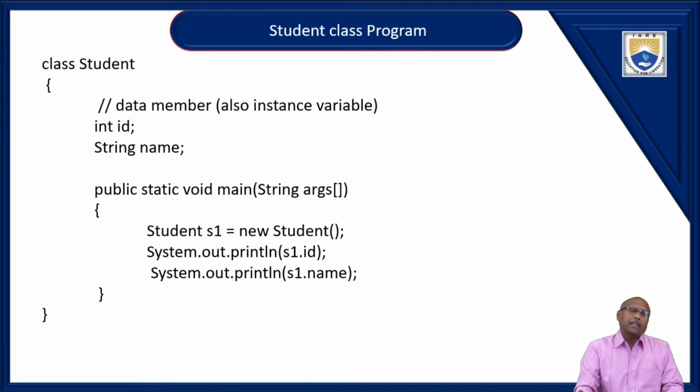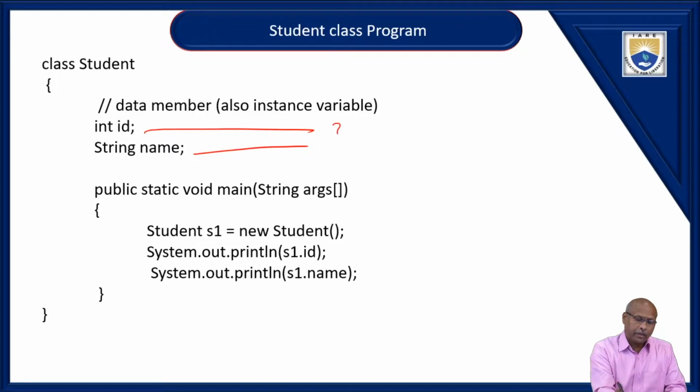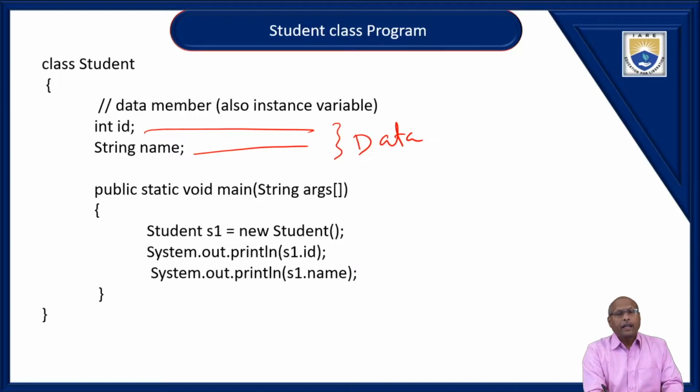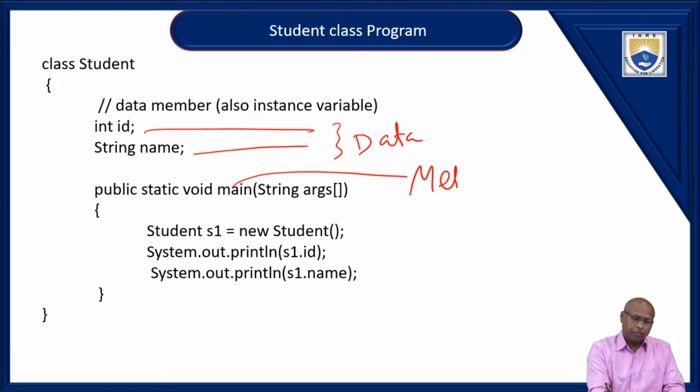A Java program to define a student class. Assume I am having two attributes. One is ID, the second one is name. ID is my attribute, name is my attribute. So these are my data members. And my student class has a method called main. This is my method. Inside the method, I will do my task.